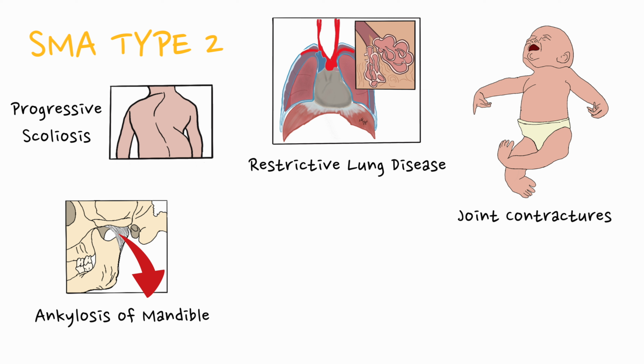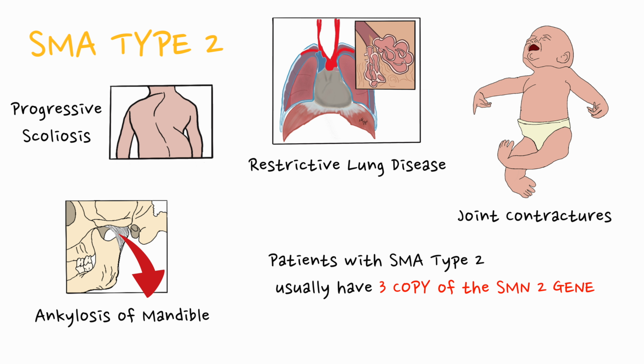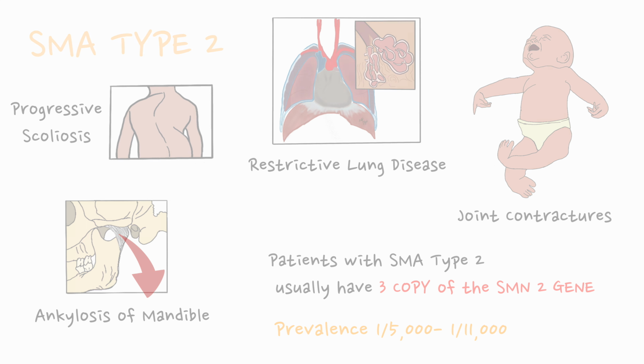The ability to sit independently is typically lost during the teenage years. Life expectancy varies, with approximately two-thirds of individuals with SMA type 2 reported to be alive at the age of 25 years, reflecting the variability in the disease course. Patients with SMA type 2 usually have 3 copies of the SMN2 gene. Prevalence varies, approximately 1 in 5,000 to 1 in 11,000 live births.